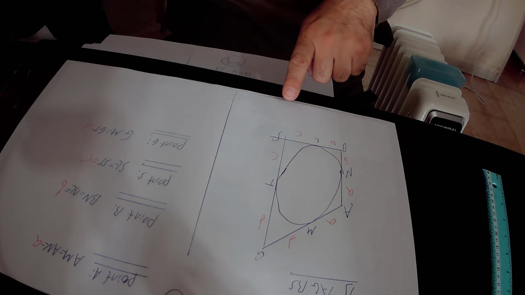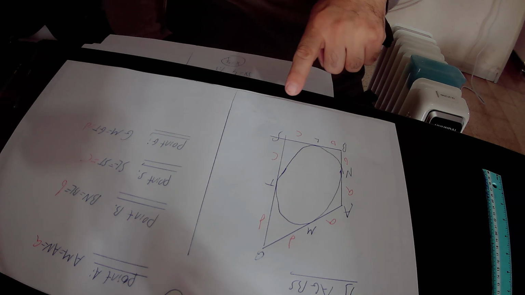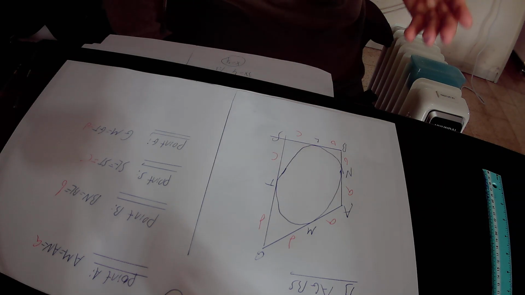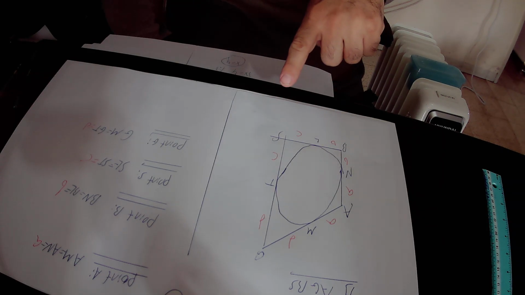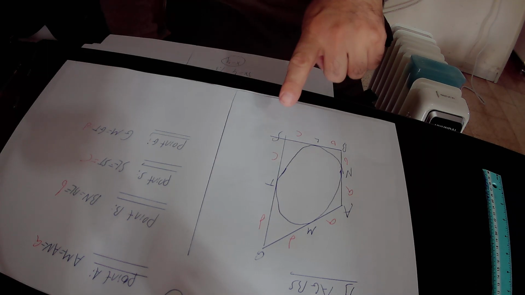Then we focus on the common external point, point S. From the common external point, point S, we have two tangents to this circle, tangent SL and tangent ST. According to rule number 2, they must be equal to each other. That is to say, SL equals ST. So if we define the length of SL as C, then ST must also be equal to C.